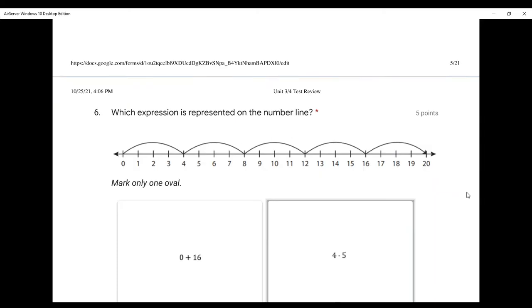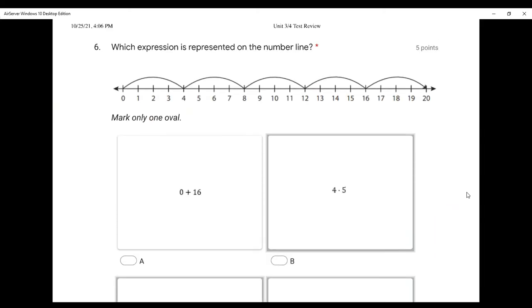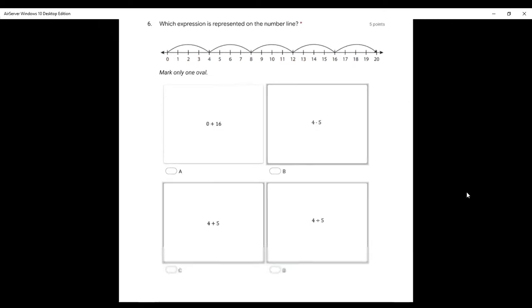Okay, this one says which expression can be represented by the number line? So we are doing the hops. Every time you see the hops, that means multiplication. So any of them that aren't multiplying, get rid of them. Well, that's all of them plus division. So we're down to 4 times 5, which is our answer.